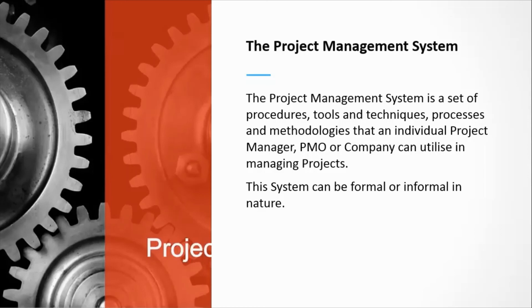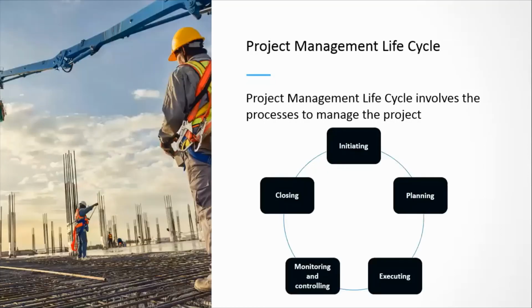This system can be formal or informal in nature. So project management has a life cycle. The project management processes follow a life cycle, which means you are playing out these 49 processes within these groups: initiating, planning, executing, monitoring and controlling, and closing out of your project.